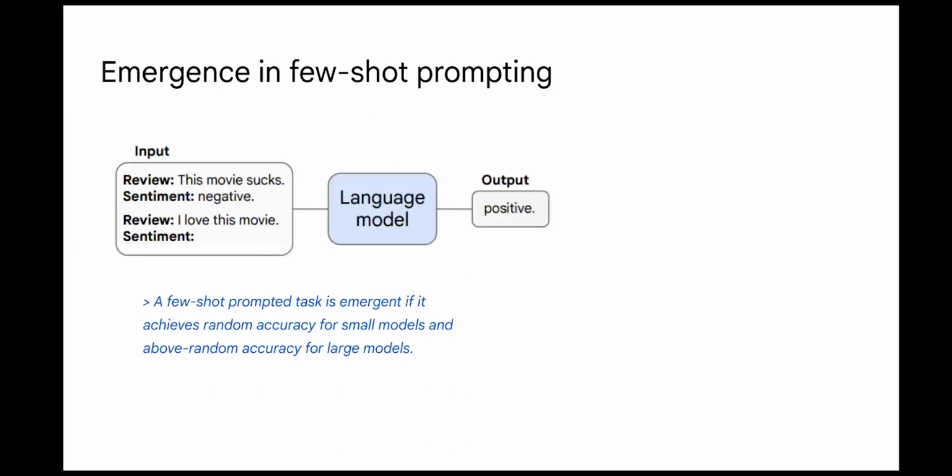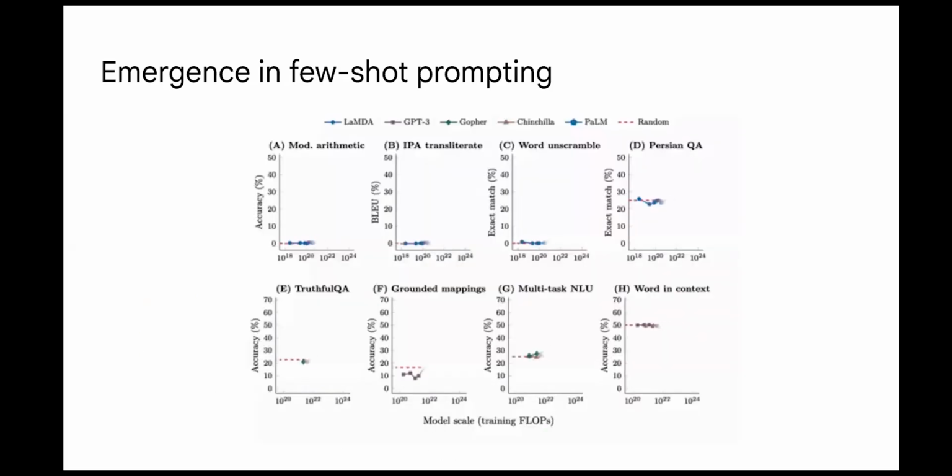The definition that we use for emergence in this setting is that a few-shot prompted task is emergent if it achieves random accuracy for small models and above-random accuracy for large models. Here are 8 examples of emergent abilities in the few-shot prompted setting, across a range of different language models. The way you read this graph is that each of these 8 plots is a different NLP task, and the x-axis is model scale. As you move to the right, you're putting more compute into your language model. The y-axis is how well you're doing on a certain task. We've also plotted a bunch of language models from Google, DeepMind, and OpenAI, and the pink dotted line is the baseline of random performance.